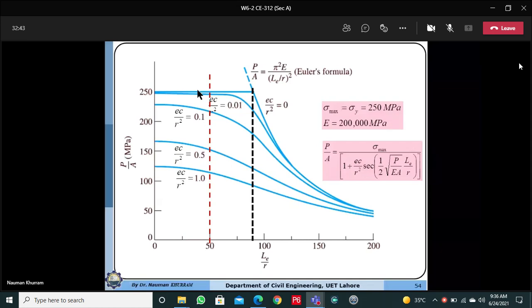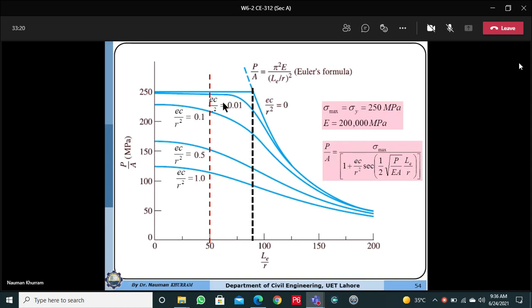And for example, we have a column which has a certain eccentricity. Eccentricity may be e; ec over r square will always be constant. c is the distance from the neutral axis to the extreme fiber, and r is the radius of gyration. So for example, you could say that it has a small eccentricity, maybe this eccentricity ratio is 0.01, or a very small eccentricity equal to maybe 0.1 or 1.